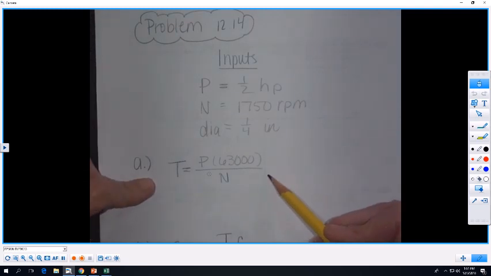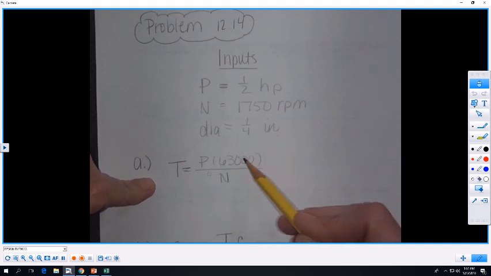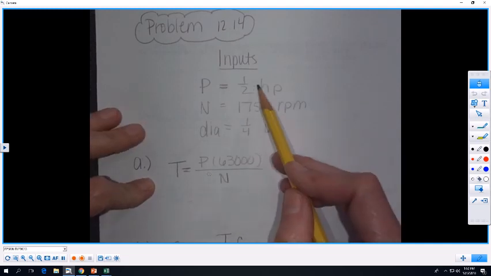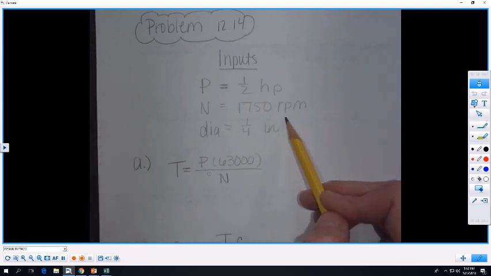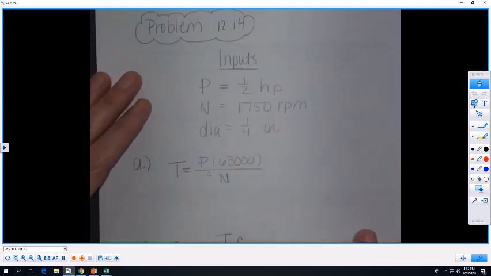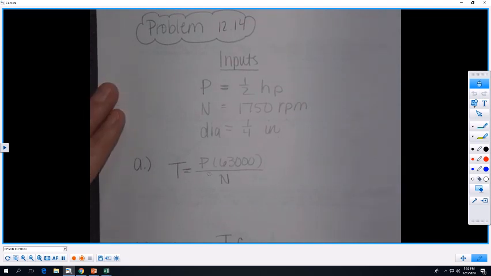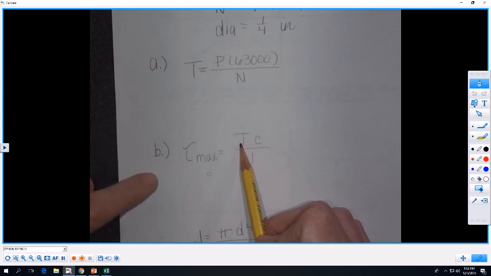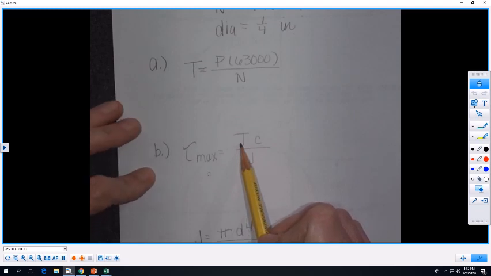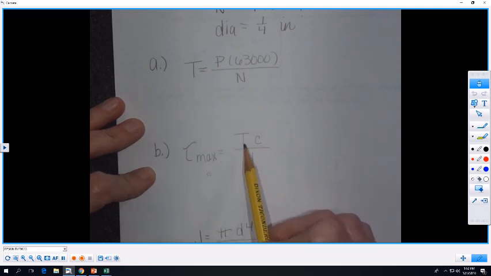So torque is equal to power times 63,000 divided by N. We're given both of those values right up here in the appropriate units, so no conversions or anything. So that's going to be pretty straightforward. We then are going to use that torque in the second part here, which they want us to find the allowable or the maximum torsional shear stress that's developed in that shaft. So once we do that, we're going to use that torque down here.